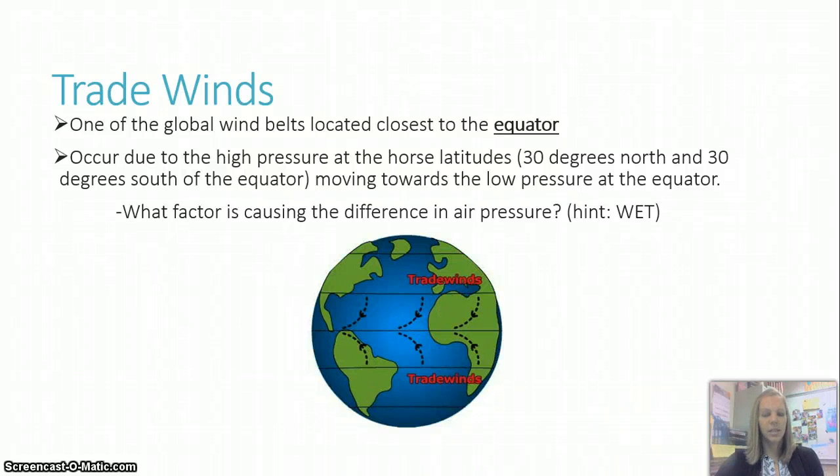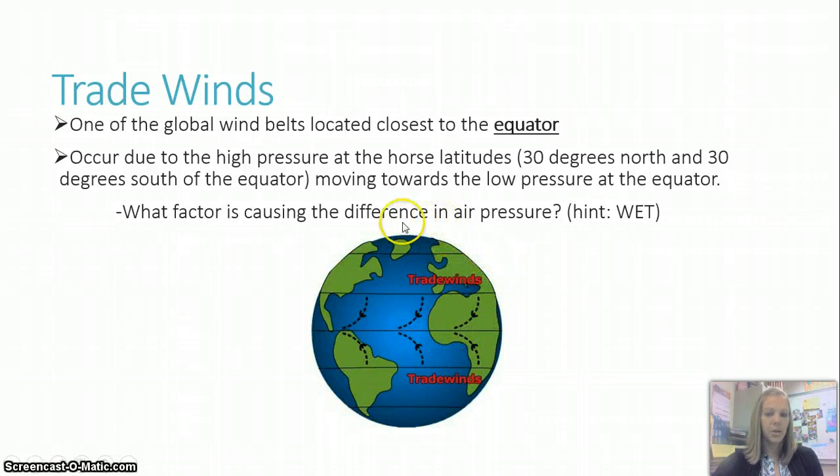Good morning, class. Today we are going to start where we left off on the Part 5 atmosphere notes, and we're going to start with the trade winds. So trade winds are one of the global wind belts, and they are located closest to the equator. And you can see here the direction that they are blowing in, and you can also see the way that they're curving. This curve is due to the Coriolis effect.